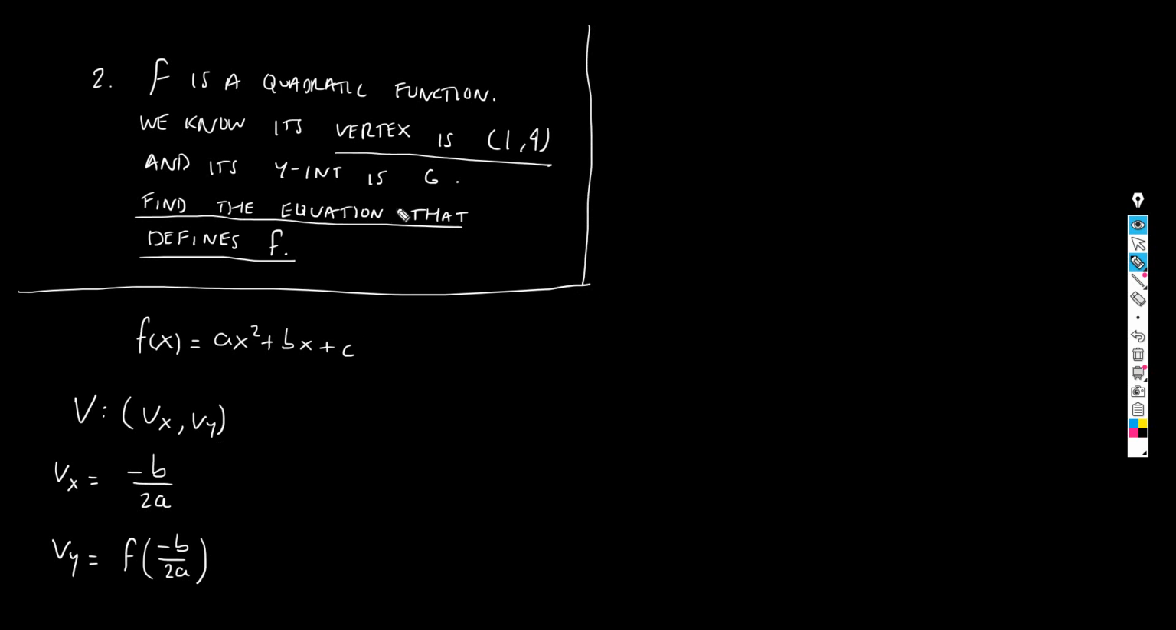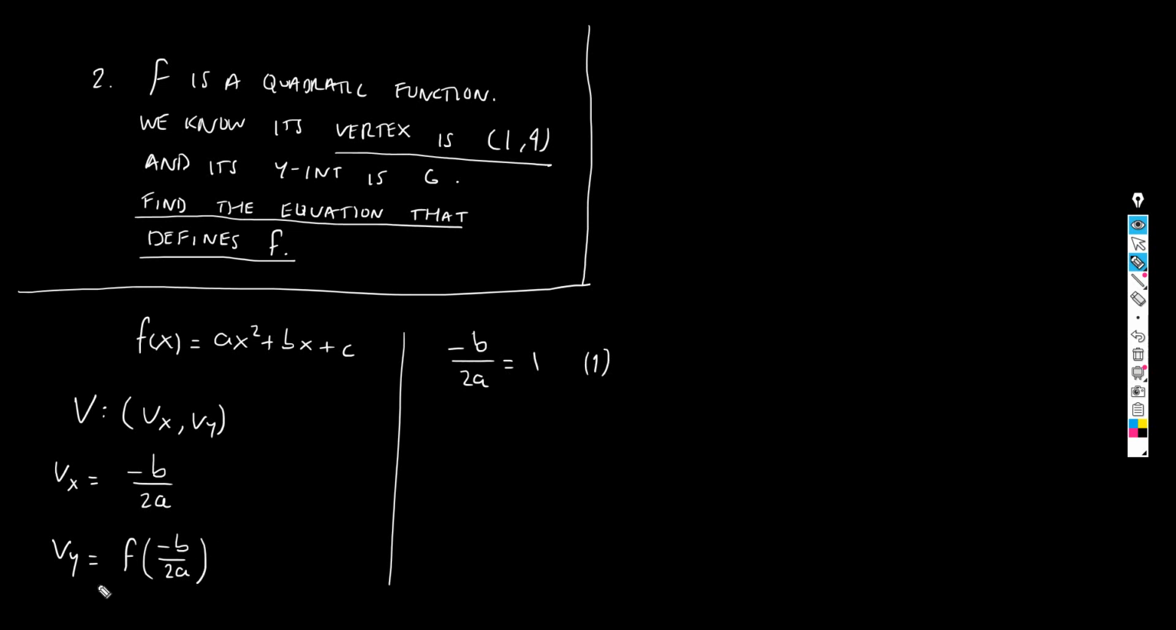Look, what is Vx? It is the first coordinate of the vertex, which is 1. So I can write this: minus b over 2a is going to be equal to 1. According to this, that's what I can do. So that's the first thing I know. And since this is an equation, it's a good idea to label it. Let's call this equation 1.